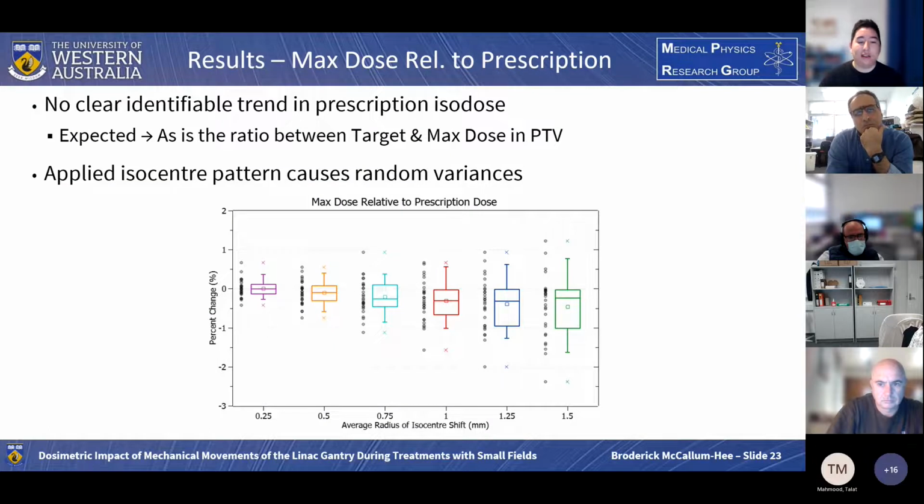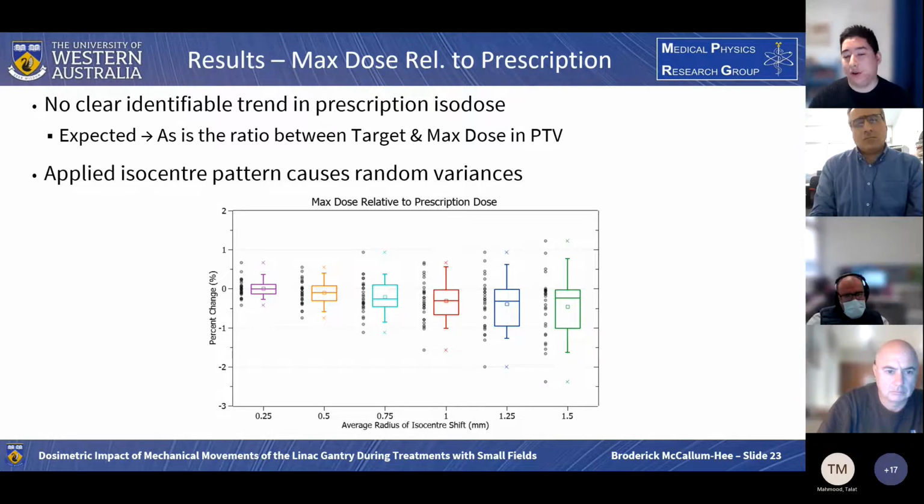Results. So here this graph represents, on the x-axis, an increasing average radius of isocentre shift. On the y-axis, there's the percentage change observed for the maximum dose relative to prescription dose. Each of these dot points, or each of these grey circles, represents the raw data observed, and the box plots are shown in different colours. Squares represent the average and crosses represent the outliers.